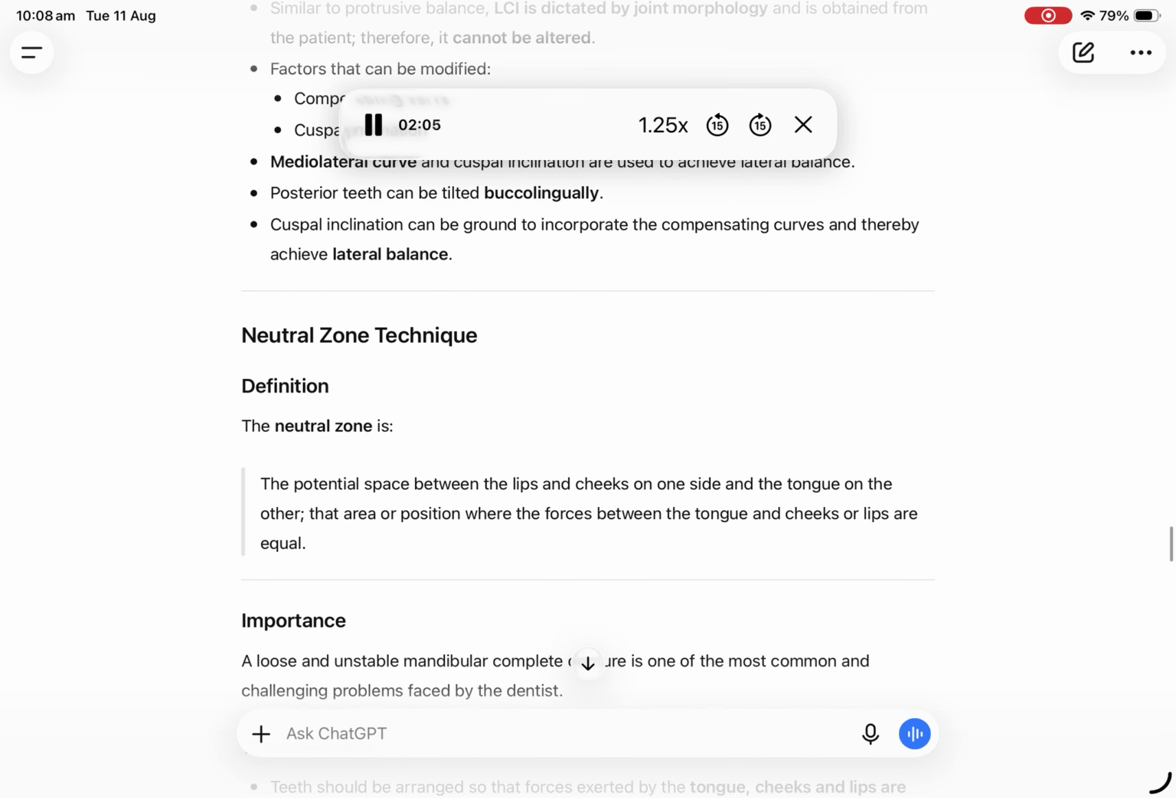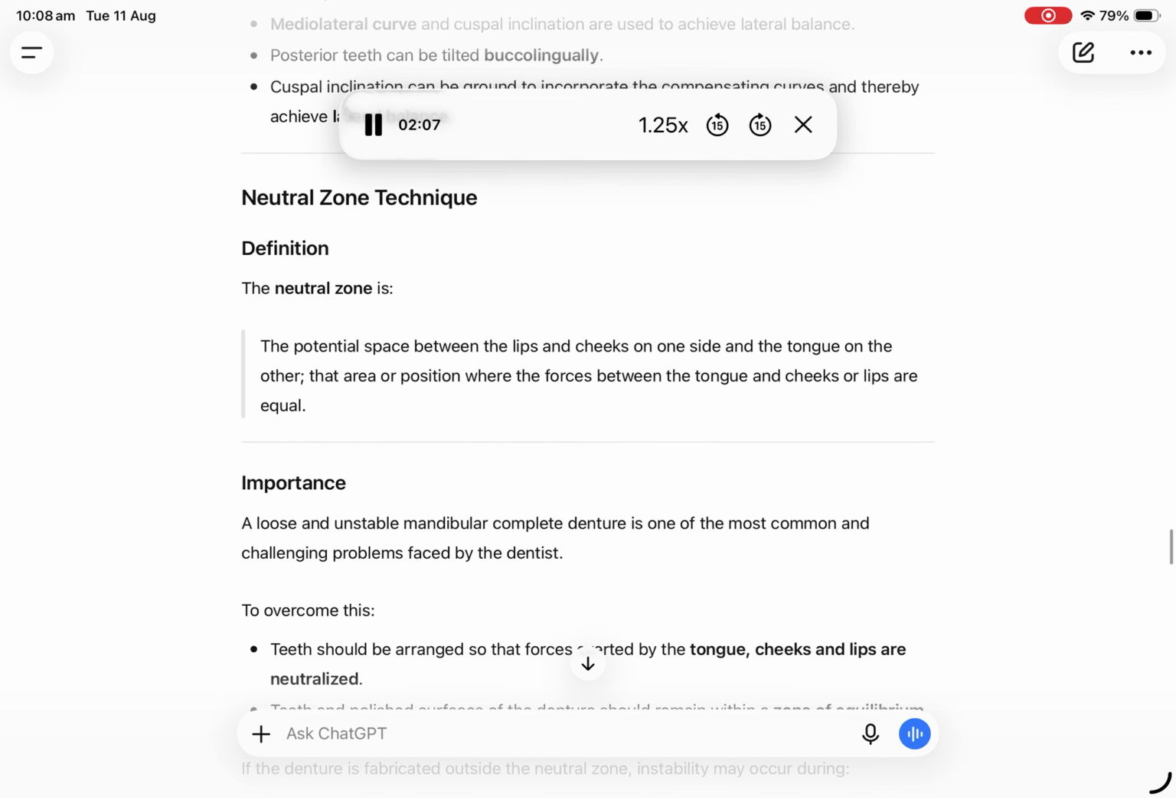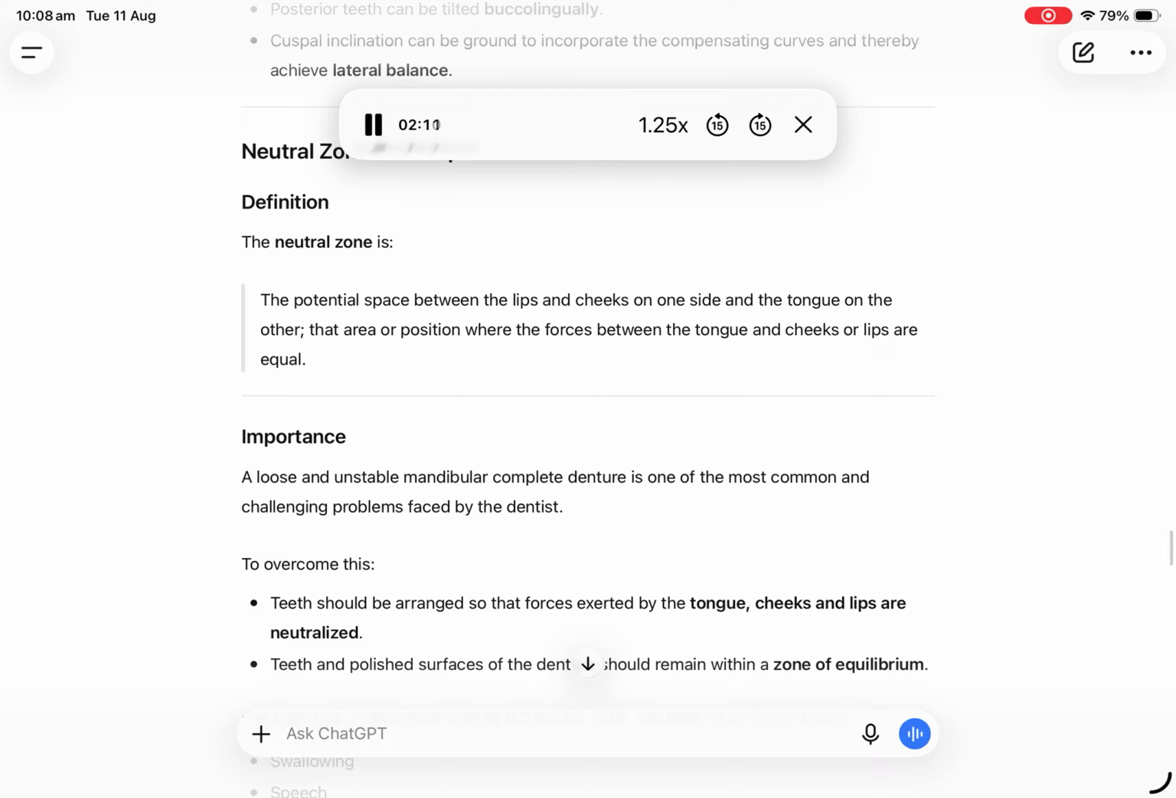Definition. The neutral zone is, quote, the potential space between the lips and cheeks on one side and the tongue on the other. That area or position where the forces between the tongue and cheeks or lips are equal. Close quote.